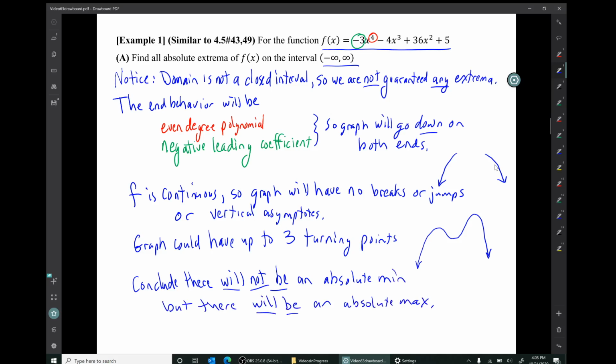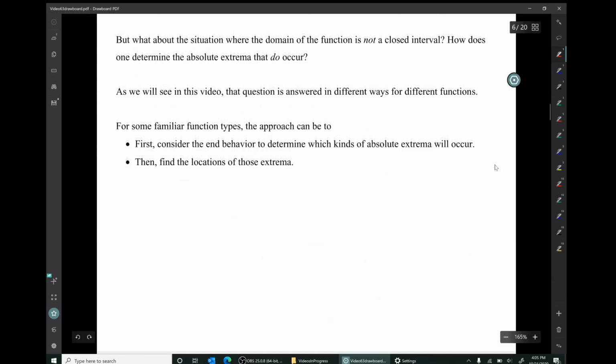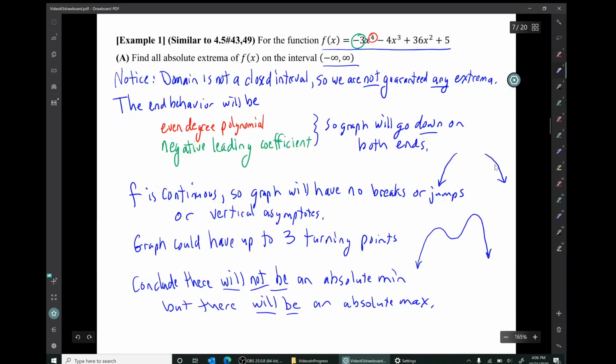There will be no lowest point on this graph, but there will be a highest point. So let's go back to what I said on the previous page. That's an example where we considered the end behavior to determine which kinds of absolute extrema will occur. Now notice we didn't have to do any calculations on this page. We've already figured out that there is no absolute min without having to do any calculations.